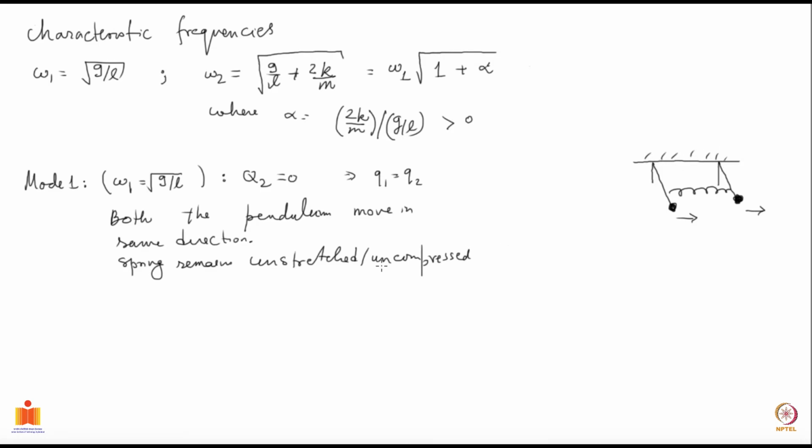Okay, that's what you have for mode 1, and then mode 2. Your omega 2 is omega 1 plus alpha. Okay, and as I said before, q1 will be 0, and you will have q1 equals minus q2. Okay, moving in opposite directions.